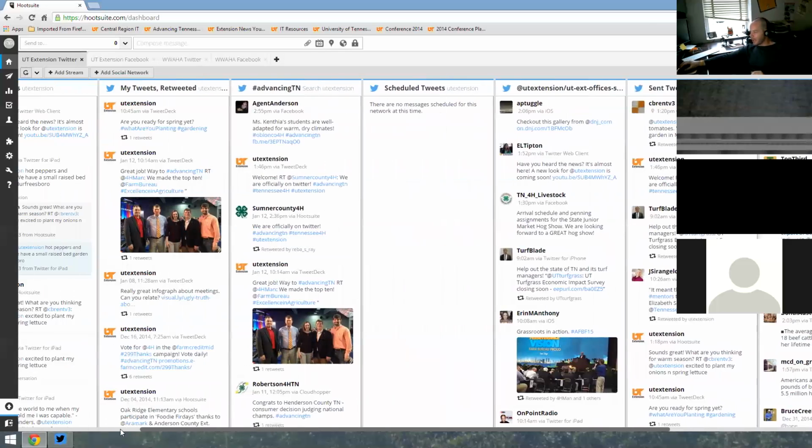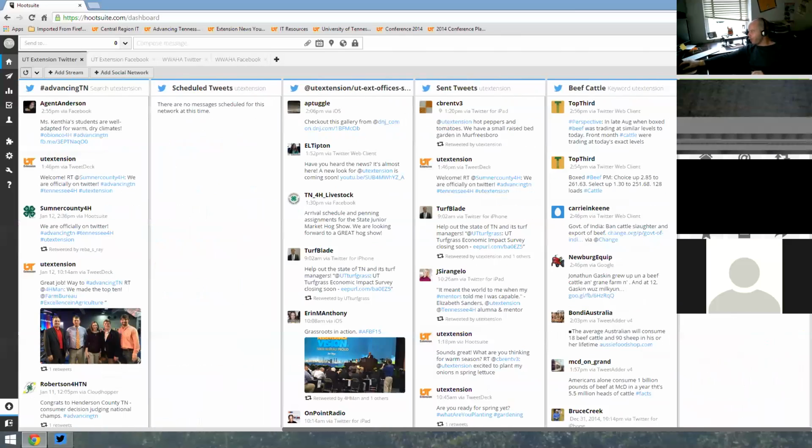So you can add a plethora. You can add as many columns here as you want. Go all the way over. You can see all the different things that we can add. So I could add another search. So if I'm here at this final column here, it says add a stream. If I want to do another search, and let's say that, for example, I do want to search the terms youth and development, not the hashtag youth development, but just youth and development.